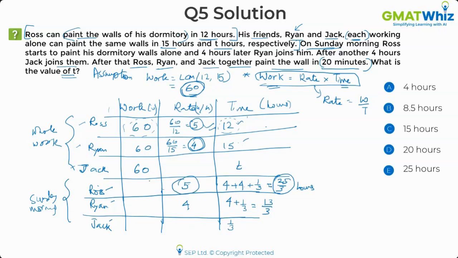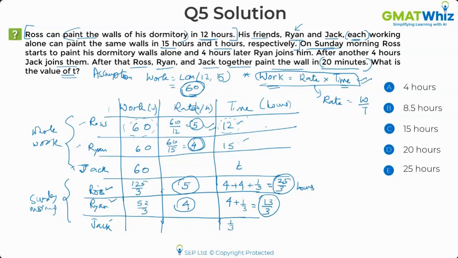So I can find out, using just one formula, how much work he has done. Work is rate multiplied by time. So 5 multiplied by 25 by 3, which is 125 by 3. I know Ryan's rate is 4. He's working for 13 by 3 hours. So 4 multiplied by 13 by 3 hours, which is 52 by 3. So Ross has done this much work. Ryan has done this much work.